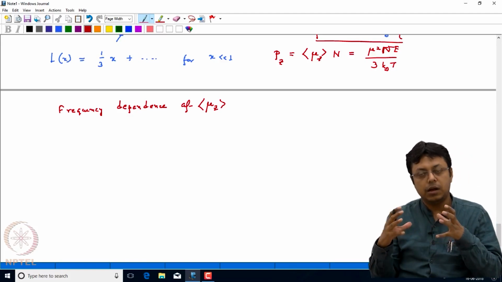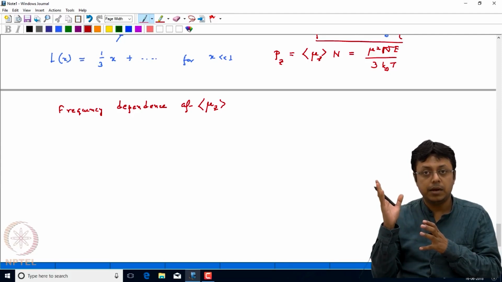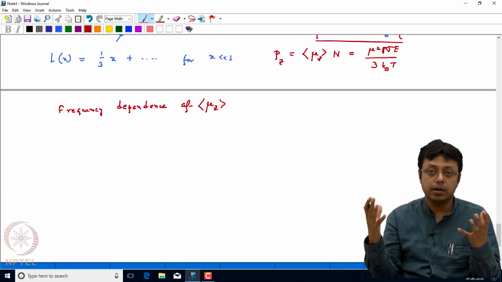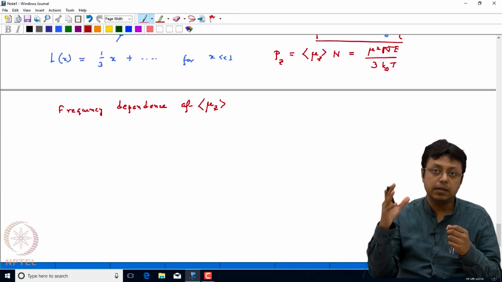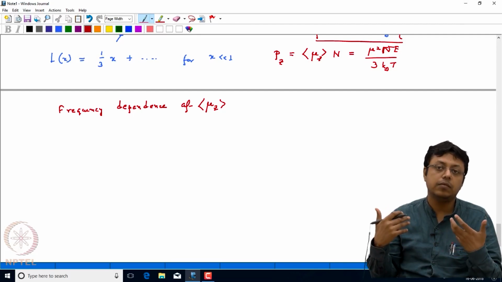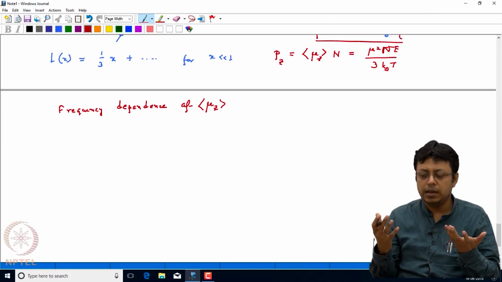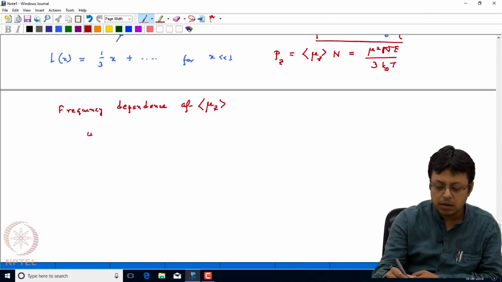Now think about how the dipole moment is created. You can think that I have a collection of permanent dipole moments, and when I apply the field, if the polarizability is low and the electric field is not too high, then we can ignore the induced dipole moment. So basically all the mu is basically the mu permanent.